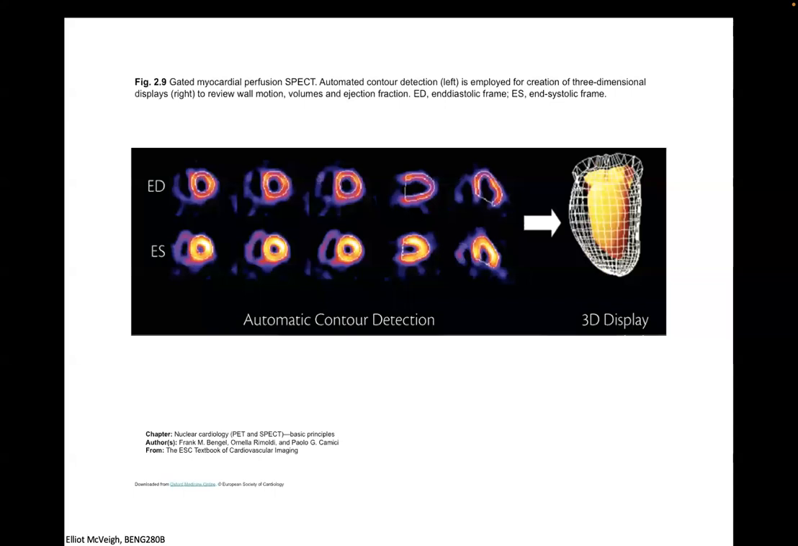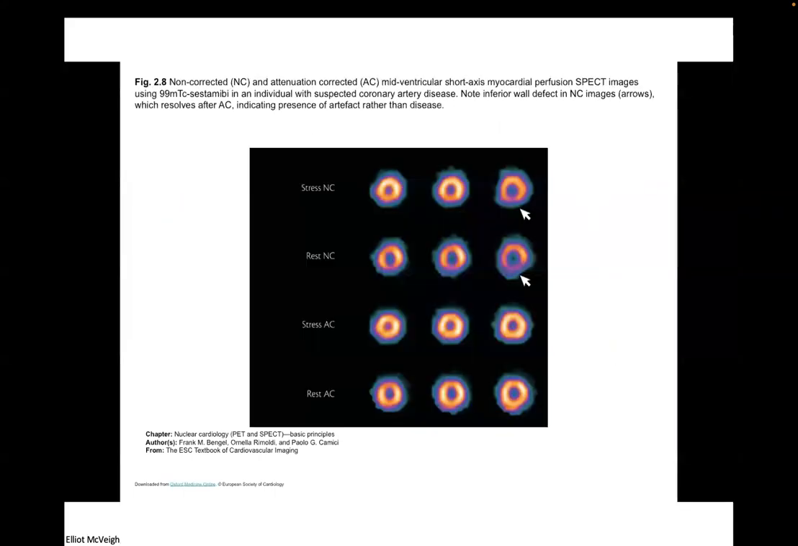I think I had one here. Do I have one? Yeah, so here's, this is a short axis view of the left ventricle, right? Where we have activity as a function of position. This is the chamber of the heart. This is the myocardium. And this is the rest scan. This is the stress scan.